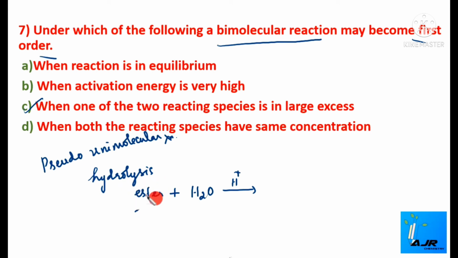Only one substance will be taken into consideration: concentration of ester will be considered, and concentration of water will be ignored. So this is an example of a pseudo-unimolecular reaction. When one of the reacting species is in large excess, the bimolecular reaction may become first order. Understood, students?